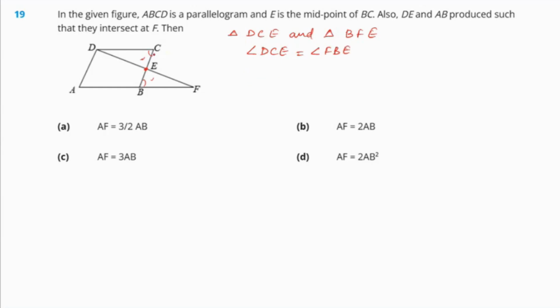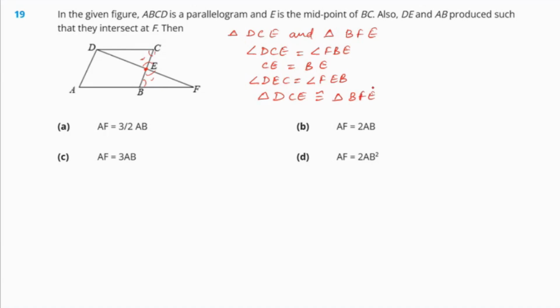Now we already know that CE is equal to BE. Okay, because E is the midpoint. So CE is equal to BE. Okay, and angle DEC, this angle should equal this angle because these are making vertically opposite angles, right? Angle DEC should equal angle FEB. Okay, because these are vertically opposite angles. So we can clearly say that triangle DCE will be congruent to triangle BFE.